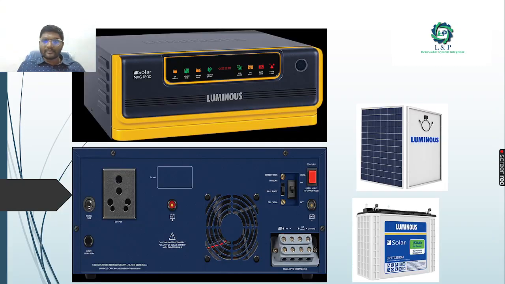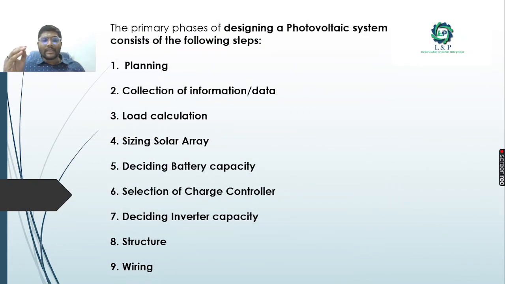Okay, so there are 9 steps in designing the solar PV model. First thing is the planning. The second one is the collection of information, the third one is the load calculation, the fourth one is sizing of solar arrays, the fifth one is deciding battery capacity, the sixth one is selection of charge controllers, the seventh one is deciding the inverter capacity, the eighth one is structure, and the ninth one is wiring. Among these 9 steps, in the first part we will discuss the first 6 steps, and the other 3 steps we will discuss in part 2.